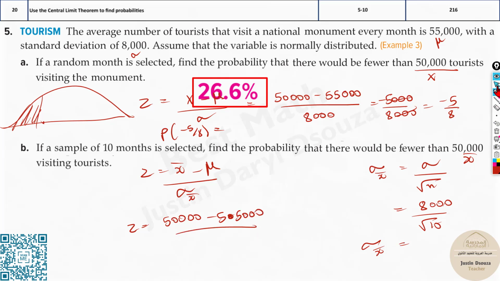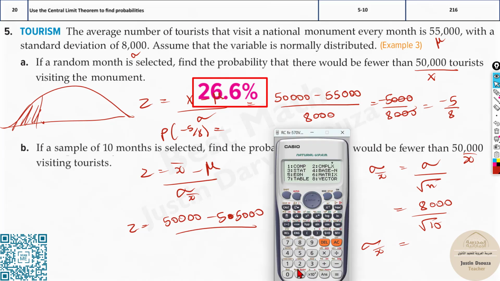So let's do it in the calculator. Here you need to go to computation mode, mode and 1. And now let's do this. 8,000 divided by square root of 10. And that's the answer. It'll be 2,529.82. Now here, it's not 8,000 which is given, because this is the standard error. You need to find this.